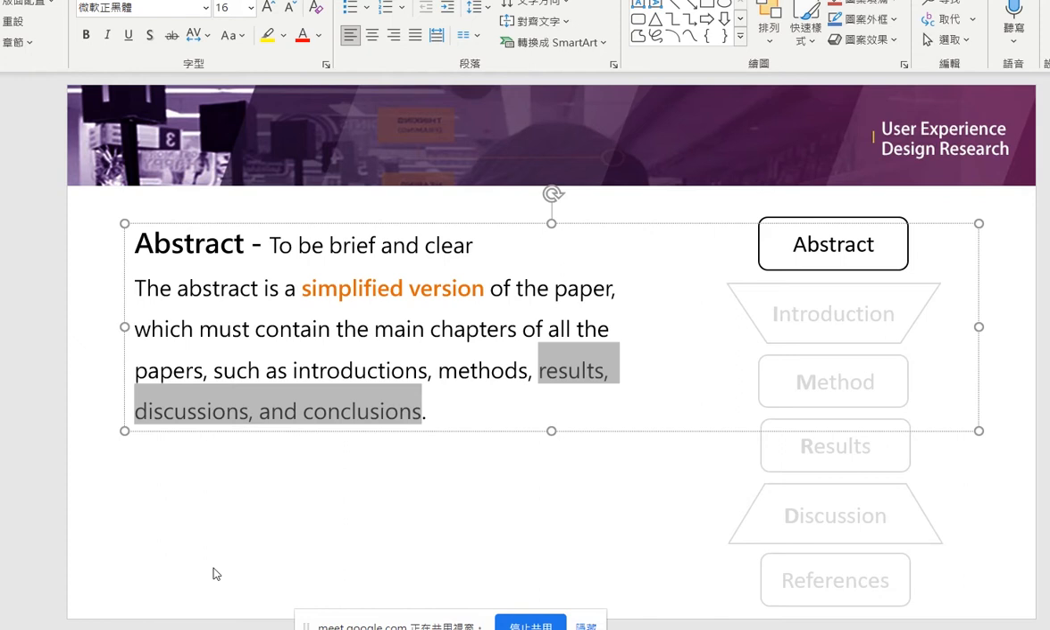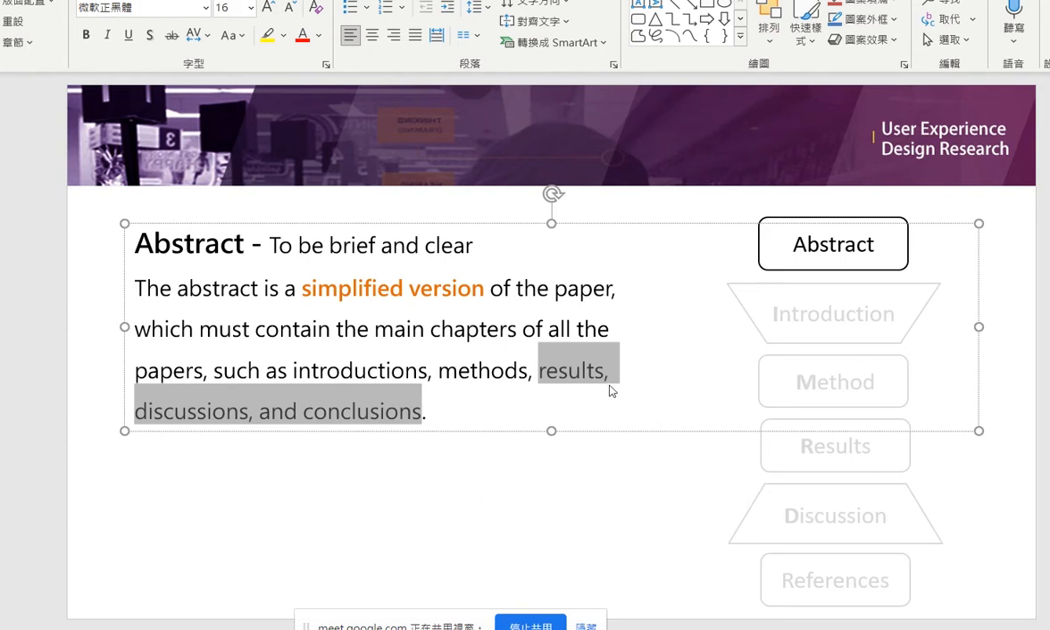For example, I remember last year, maybe November, at one of the master's thesis proposal meetings, one student introduced the design method used in her research. In the methods chapter she just talked about the process she wanted to do, but the methods should contain how to conduct the research. The contents she put into the results chapter.